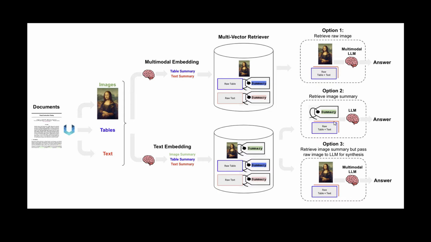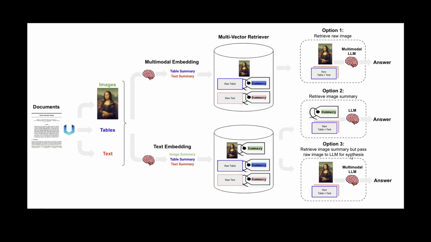So there is no GPT for vision stuff. And then you retrieve both using similarity search and then pass the raw image and text chunks to a multimodal LLM for answering.